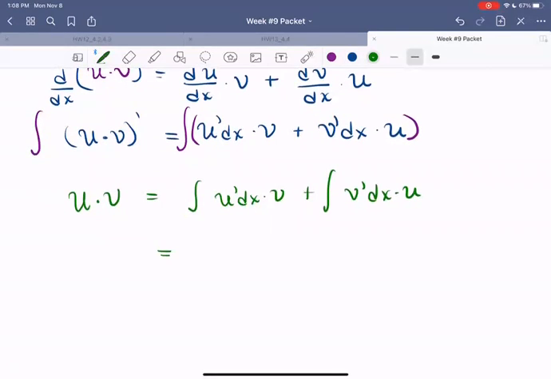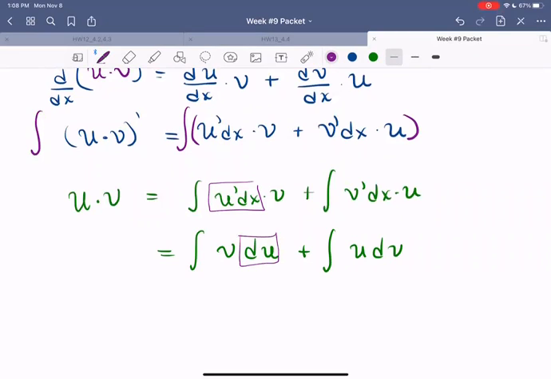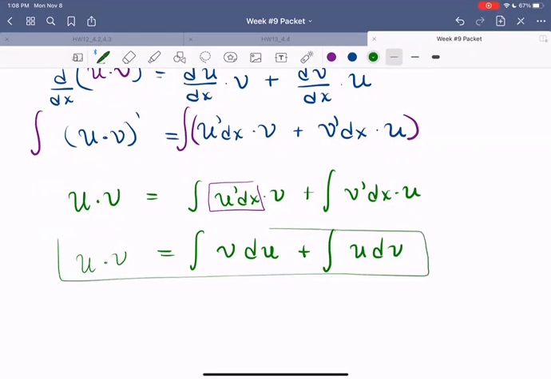So let's just rewrite or move things around on the right side. So we get the integral of v, derivative of u, plus the integral of u times derivative of v. So here I'm just changing up my notation. I'm rewriting u prime dx as du. We're just taking the derivative of u with respect to x. And then similar here as well. We have v prime dx becomes just dv, the derivative of v. So what we get in the end is u times v is equal to the integral of v du plus the integral of u dv.